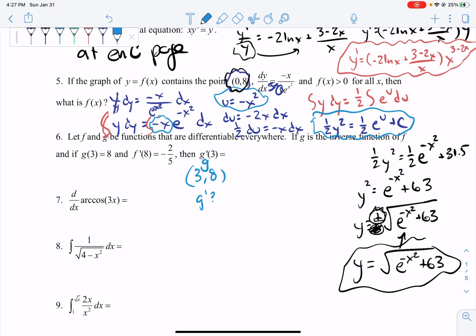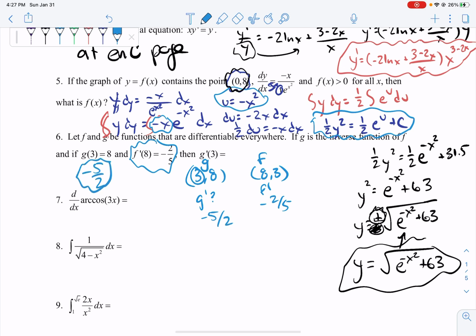All right, so I know that if I have the point (3, 8), it told me that f and g are inverses. So that means that the point (3, 8) relates to the point (8, 3) from f. And then it tells me f prime of 8, so f prime of 8 is going to give me negative 2/5. So g prime of 3 is going to be that inverse. It's going to be negative 5 over 2. Negative 5 halves. See, we haven't done those in a little while, but that one's not too bad, quick and easy.